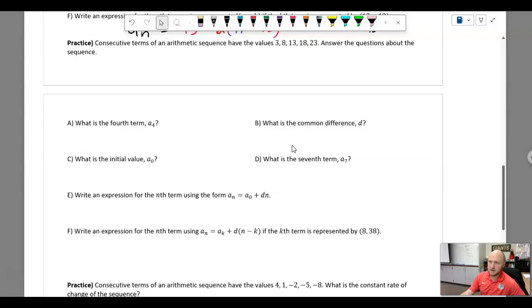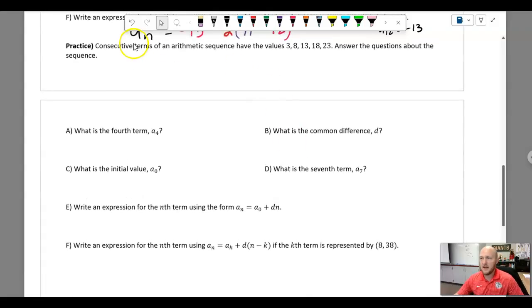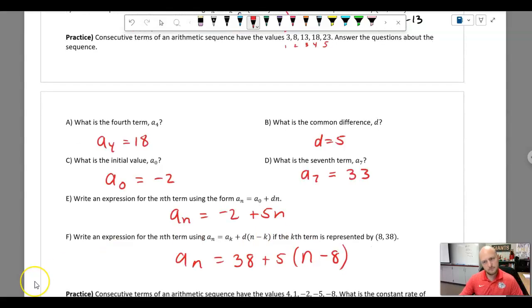But here is a sequence. Go ahead, pause me, and fill these in, and let's see if we get the same answers for this example. The first term in the list they give us is 3, then 8, then 13, then 18, then 23. This is an arithmetic sequence with a common difference d of 5. The fourth term, just by reading it, is 18. Going backwards to find my initial value, I subtracted 5, so 3 minus 5 gives me negative 2 as an initial value. For my seventh term, I went forward and added 5 twice, to give me 33. So those hopefully were pretty easy.